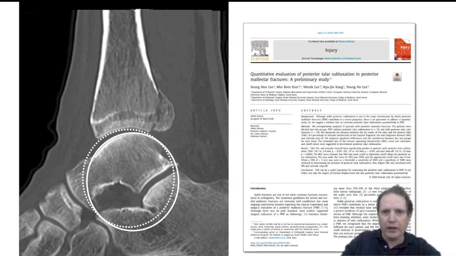There was a quantitative evaluation paper published this year in Injury, and it's quite a novel way of looking at the posterior subluxation of the talus. As you can see, if you draw concentric circles at the articular surface and at the talus, you can see that this is posteriorly translated.